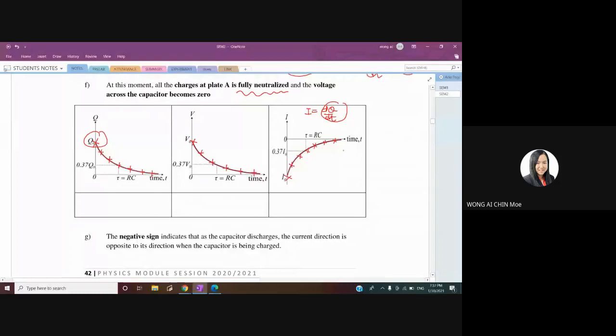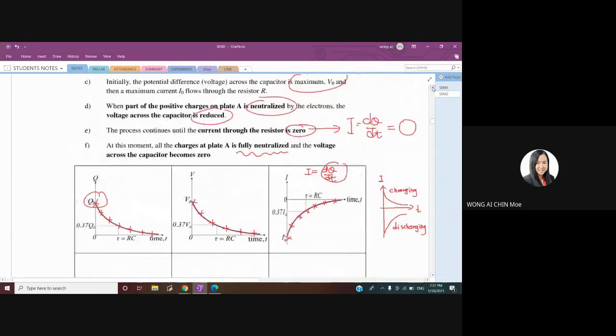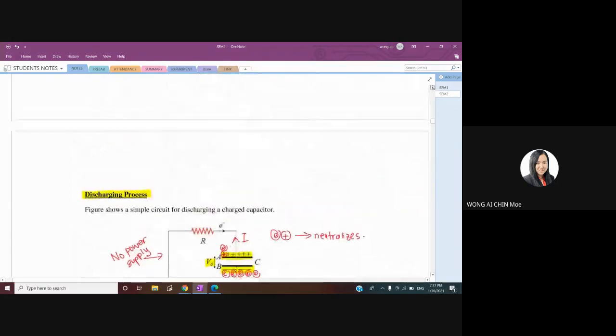Why is the graph opposite? Just now for the charging process, the current is in this direction. So this is the current versus time for the charging process. But for the discharging process, the current is in this direction. Why is one positive in charging and the other negative in discharging? This is because of the direction.